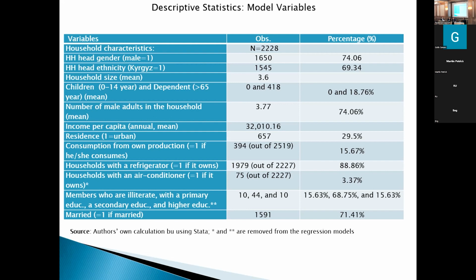Also, by the way, we have dropped the air conditioner and the primary education variables, because they decreased the number of observations in the model significantly. Okay, and the married households here are in the majority, about 70%.